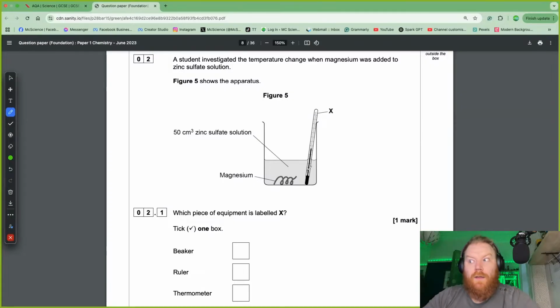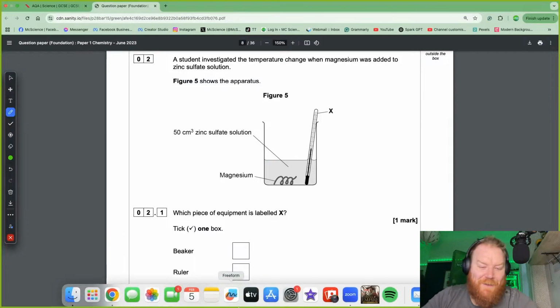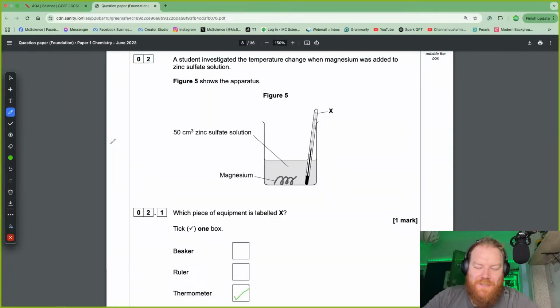And one of the biggest things that they love to do is throw equipment questions at you. And in this situation, this would be a thermometer. Well, that was a great tick. There we go. So this is a thermometer, and that's what they would be looking at.